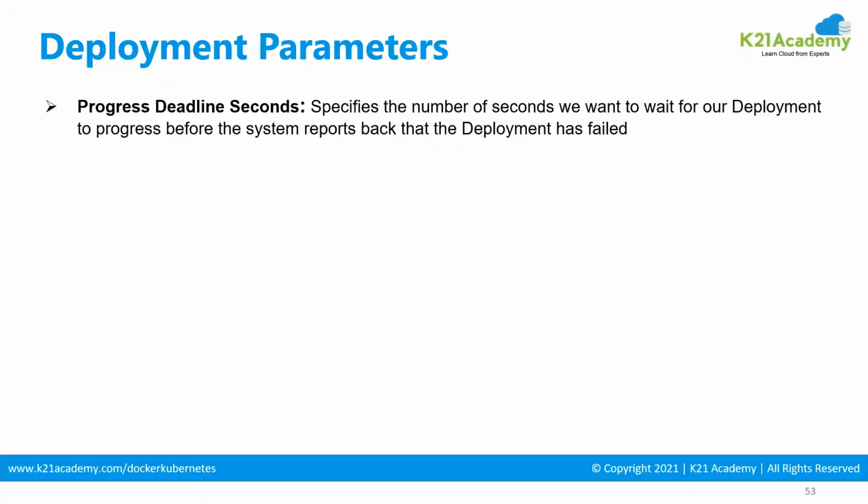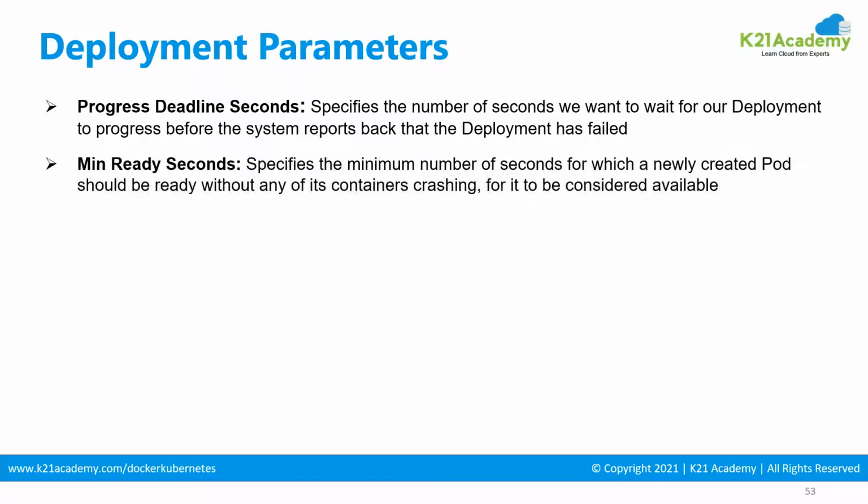Deployment parameters. These are the deployment parameters. Progress deadline seconds specifies the number of seconds we want to wait for our deployment to progress before the system reports back that the deployment has failed. So that means if you want to recreate the pods, how many seconds you want to wait, that you can allow. So that is nothing but some cooling time that can be given to recreate the new pods.